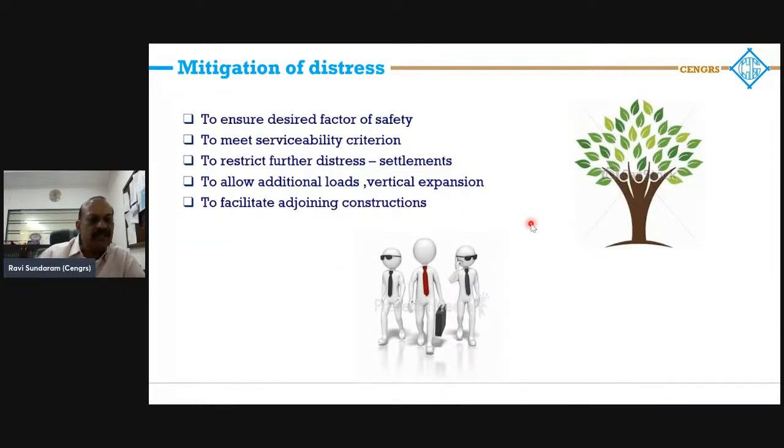So you want to mitigate distress to ensure the desired factor of safety, to meet the serviceability criteria, to restrict further distress. That is, you want to make sure that there is no further settlement. Maybe you want to allow additional loads, vertical expansion. You are adding a couple of stories to the building, and of course to facilitate adjoining construction so that it does not cause any problems there.